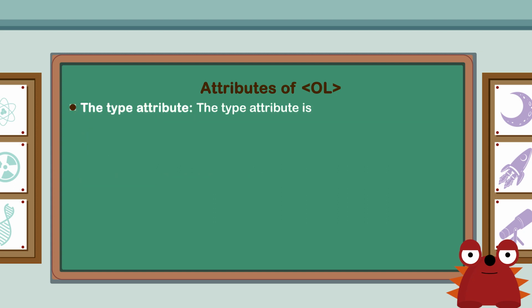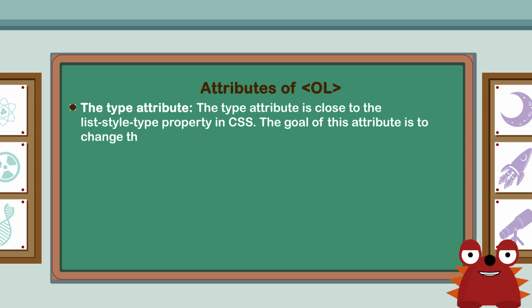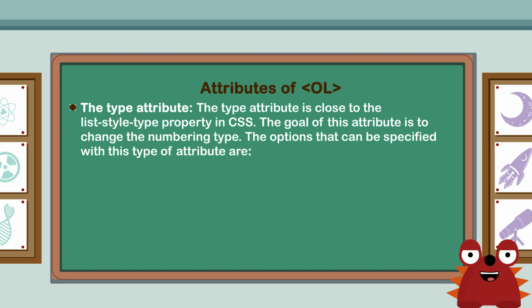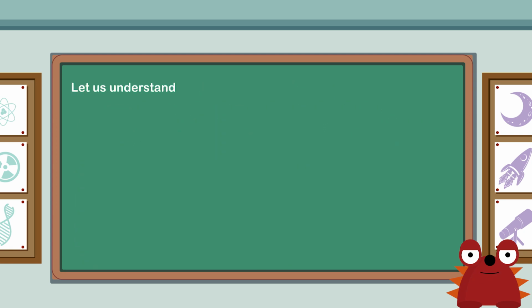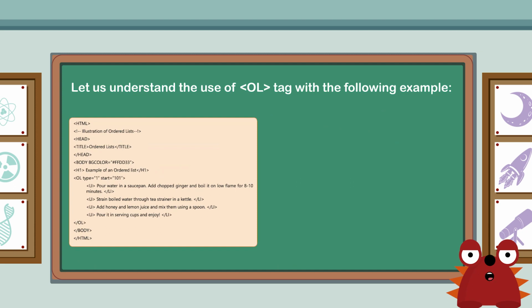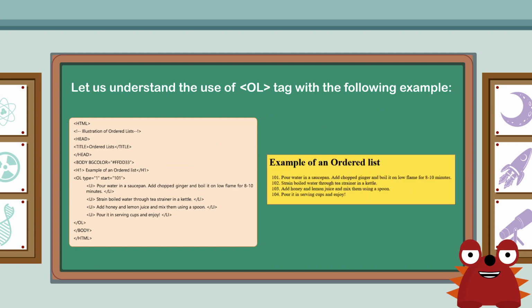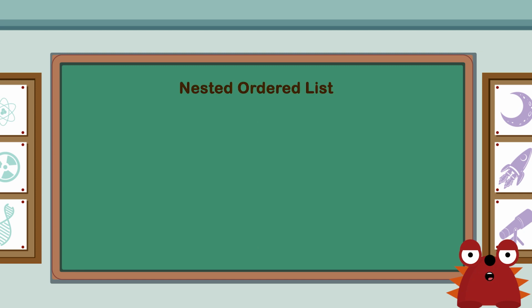It is close to the list-style-type property in CSS. The goal of this attribute is to change the numbering type. The options that can be specified with this type attribute are shown here. Here is the syntax. Let us understand the use of this tag with the following example, of which this is the output. Let us now learn about a nested ordered list.